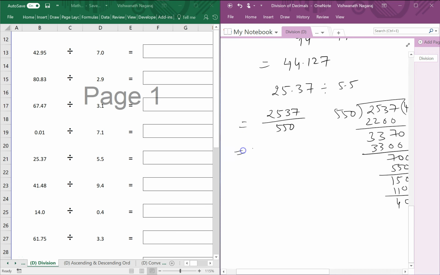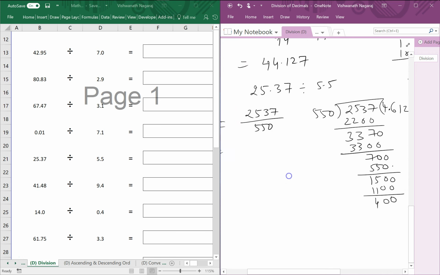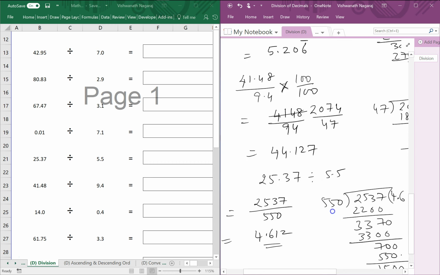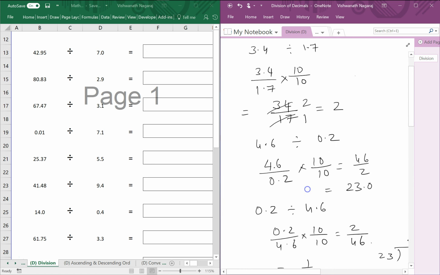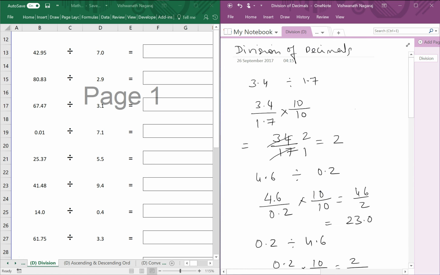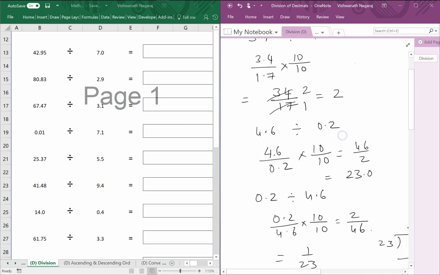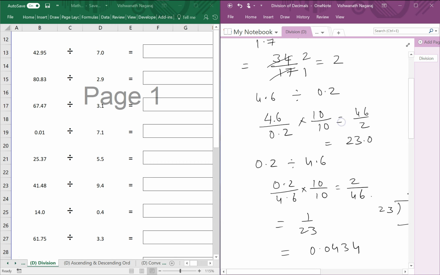So we can say enough of this long division and write the answer. 4.612. By the way, when we are doing all these things, is there some way by which we know whether at least approximately our answer is right? Yes. For example, 3 divided by 1. Just look at the integer part. 3 divided by 1 is 3. So it should be somewhere near 3. Okay, so that's why I said approximately.